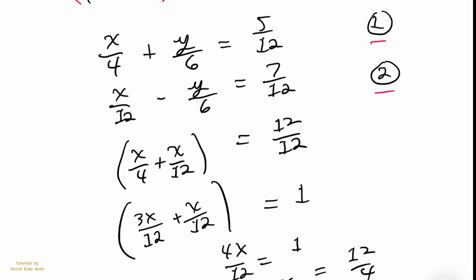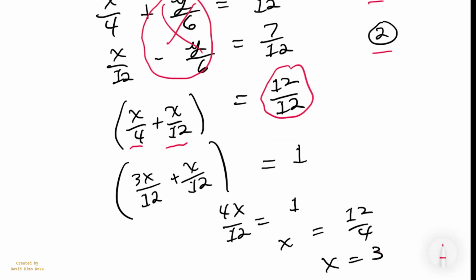When we add these two terms, what we're going to get is the y plus 6 here and the minus y plus 6 will cancel out. And we're left with x over 4 plus x over 12 equals, and then when we add 5 over 12 plus 7 over 12, we end up with 12 out of 12. Now if we multiply the 4 by 3 here and this by 3, we're going to end up with 3x plus x over 12 equals 1, or 4x over 12 equals 1, or x equals 3, which is our answer here.